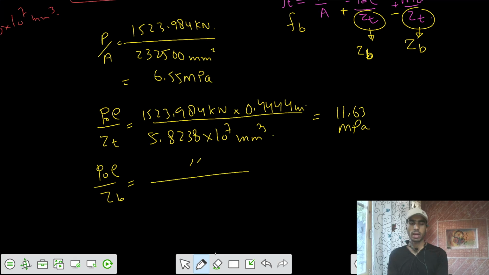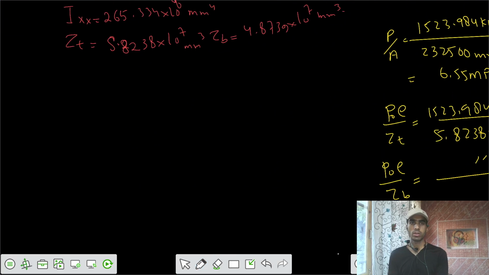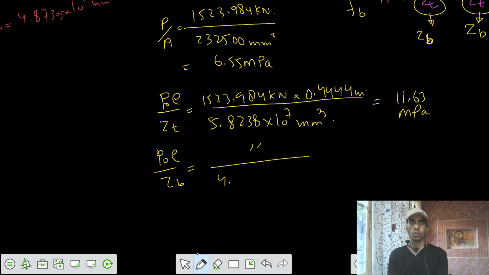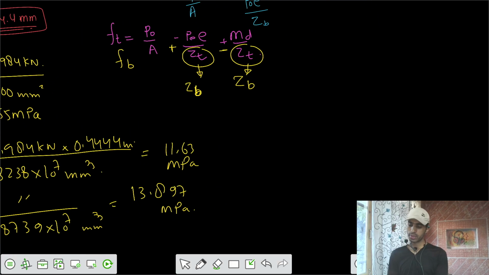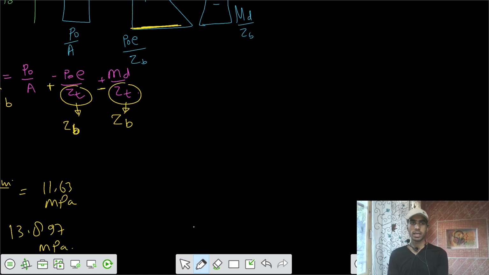Similarly, you can write P naught E by Z bottom. That is the same as at the top, and for the bottom we change it by the value of Z bottom, 4.8739 10 to the power 7 millimeter power 3, and that stress would be more as compared to the initial one. That would be 13.897 megapascal. And because of the dead load, M dead by Z top is equal to 4.99 megapascal, and M dead by Z bottom is equal to 5.964 megapascal.